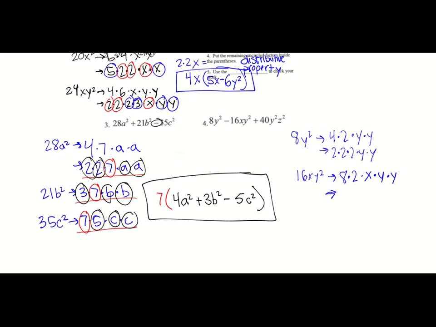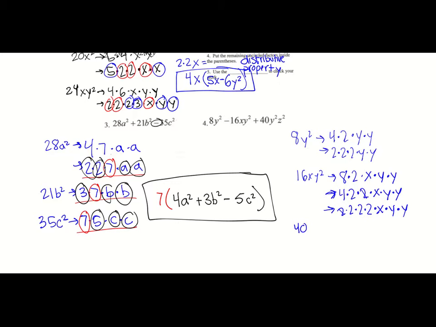And then we break that up further. 8 is 4 times 2 times 2 times x times y, and then again even further, 2 times 2 times 2 times 2 times x times y. So that is my factor tree for this term.